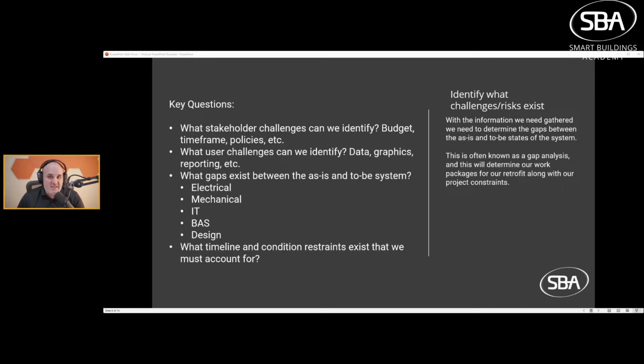What are our BAS gaps? Maybe we have a legacy architecture. Maybe we have legacy controllers that are no longer available even on eBay. We have to account for these.